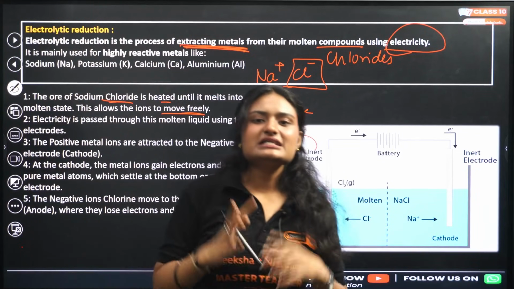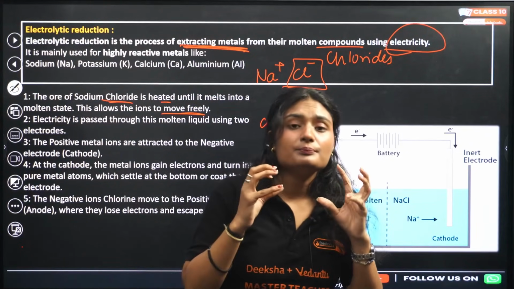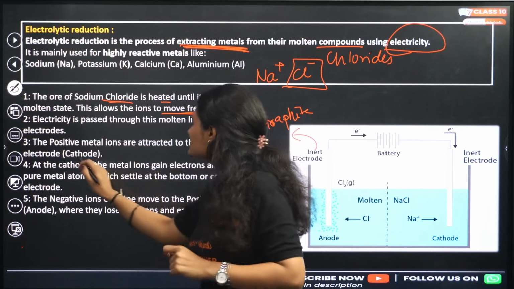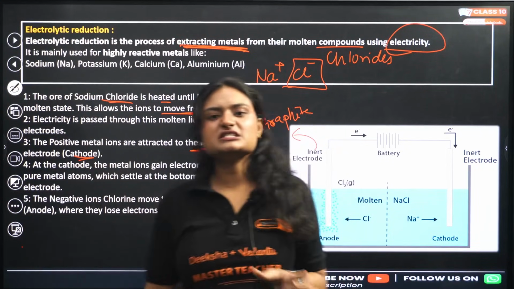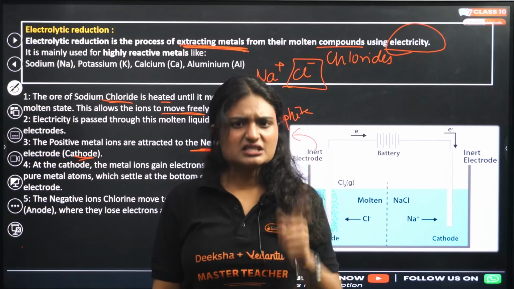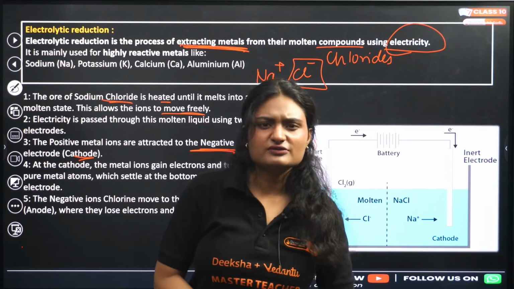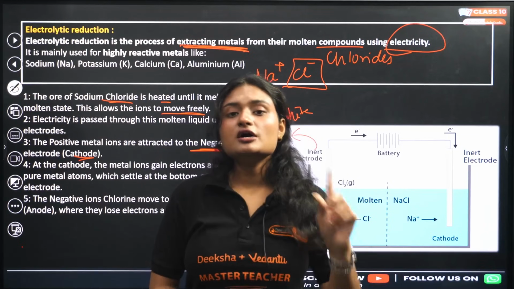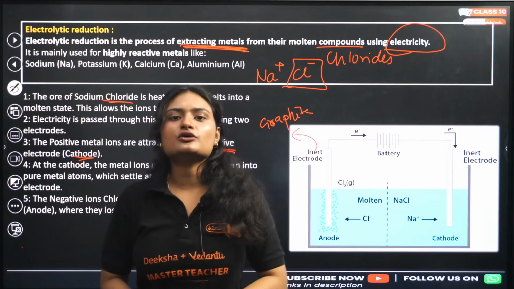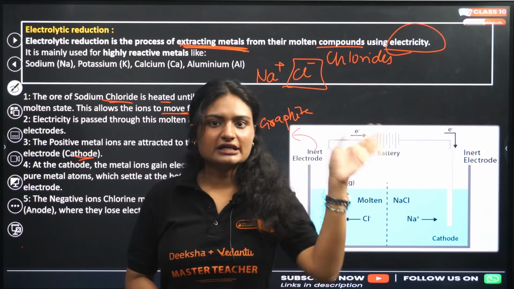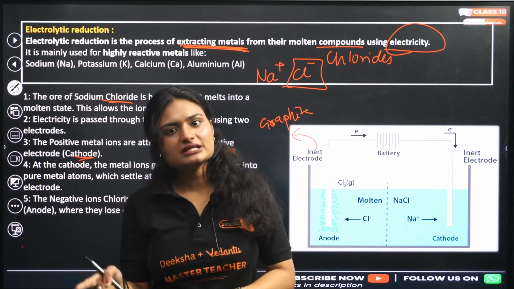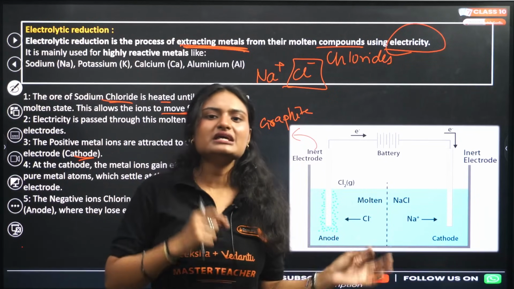And cathode, what is cathode? Cathode is a negative electrode. So what kind of species will come to it? Positive species will come to it, right? So that means Na positive will go to the negative electrode, which means to the cathode. And Cl negative, which is a negative ion, will go to the positive electrode, negative to positive, right? So positive is the anode. So Cl negative will go to the anode, Na positive will go to the cathode.